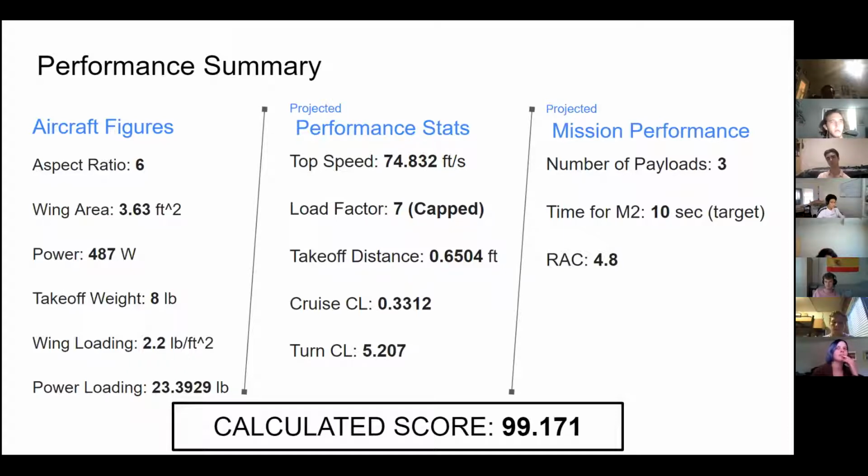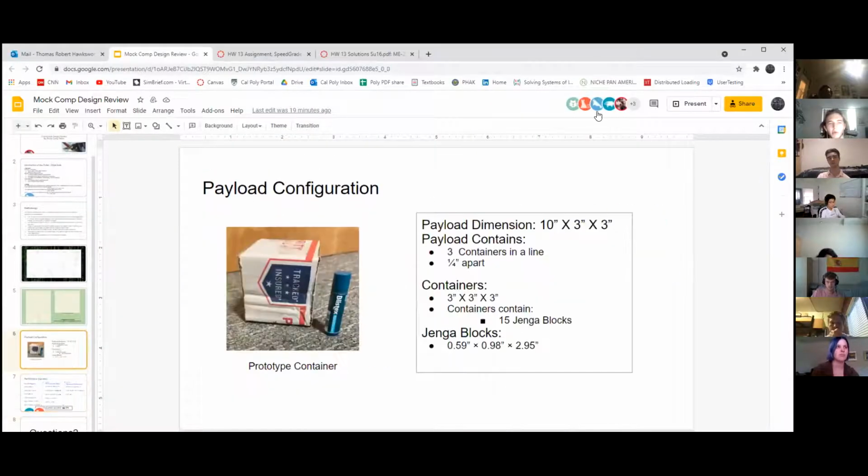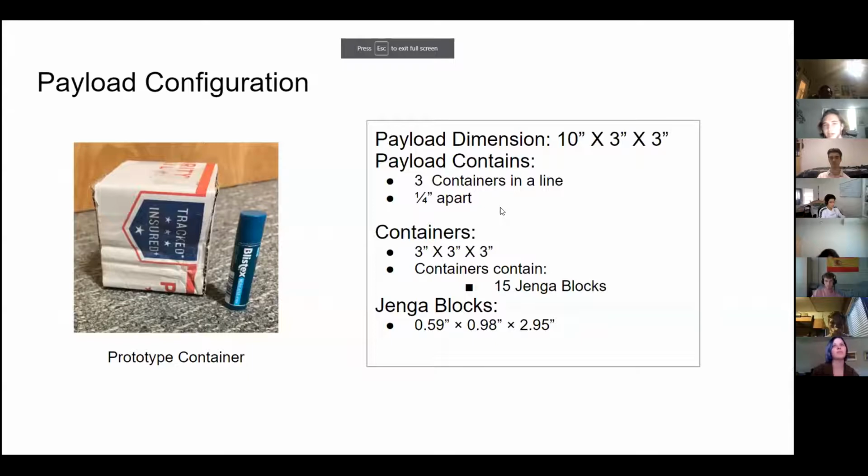Okay, sounds good. Let's see. Also, a question for Andrew. I was looking at the mock-up you had of the containers. I was wondering what you were thinking as far as the material for the actual construction of the containers. Were you thinking like a cardboard type of thing, or did you have other thoughts on that?